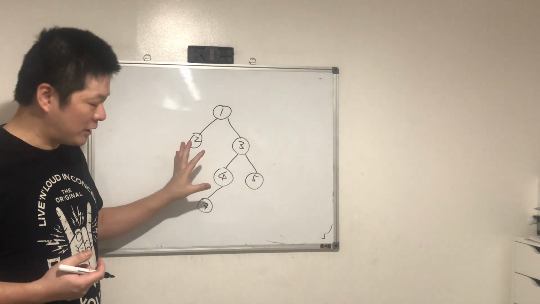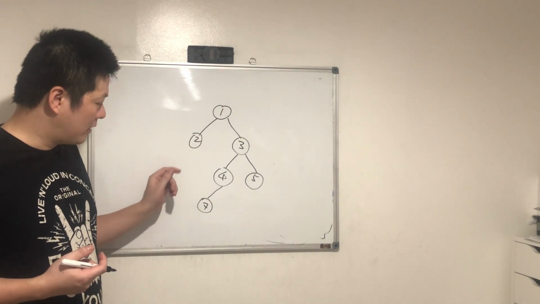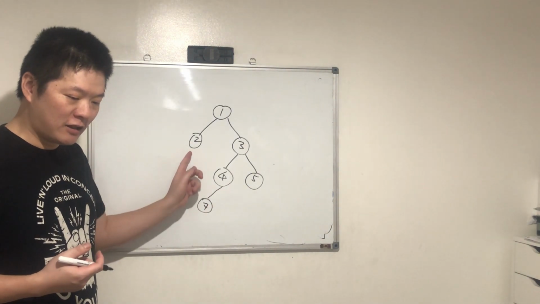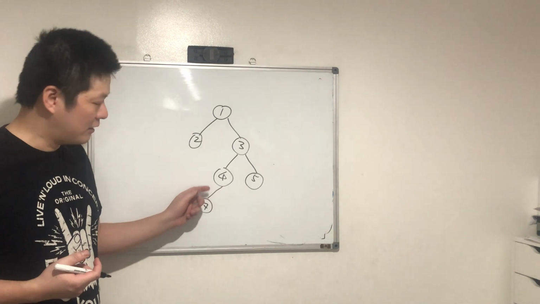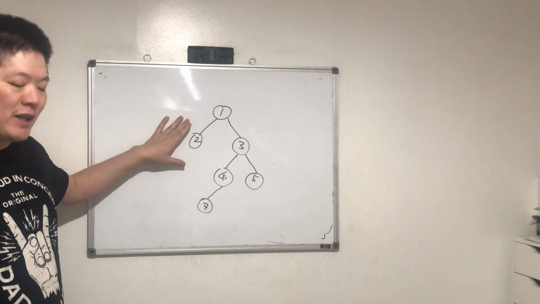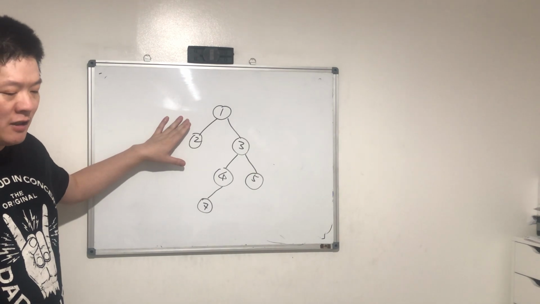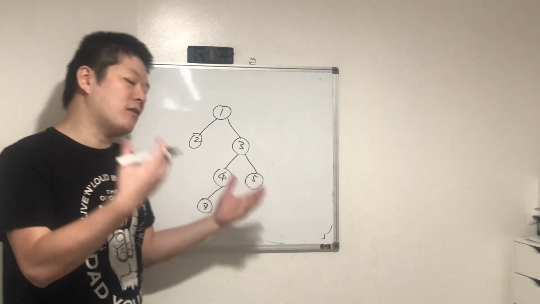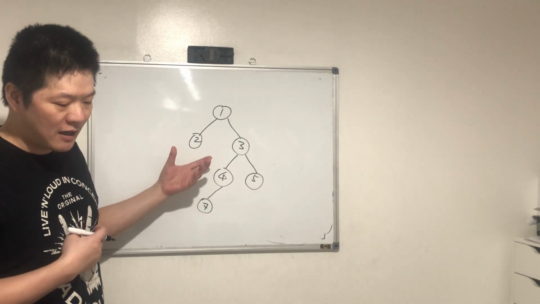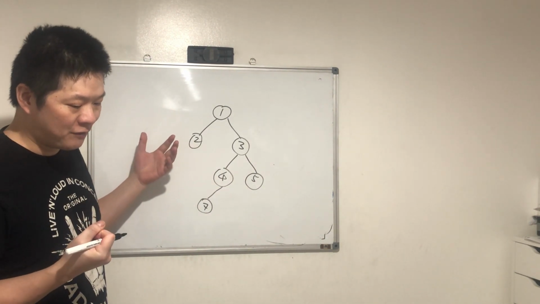Where are the leaves? What are the leaves? 2, 5, 7, because they do not have any children. Okay. So how about if I give you any binary tree, and I want you to count, or find out, how many kids are the only child of their parent.